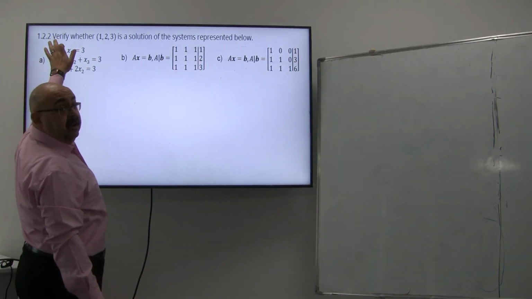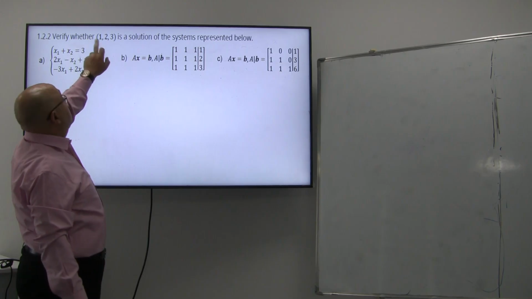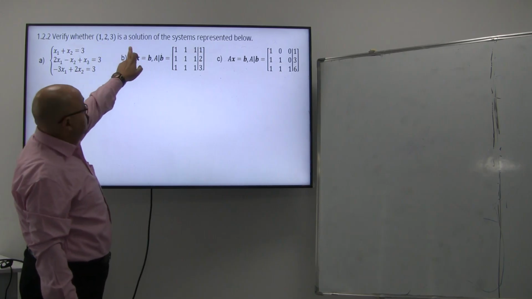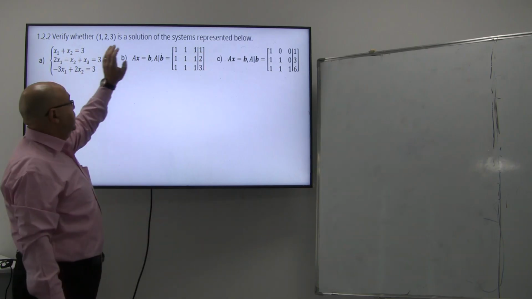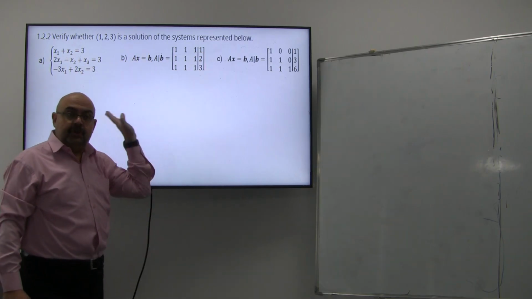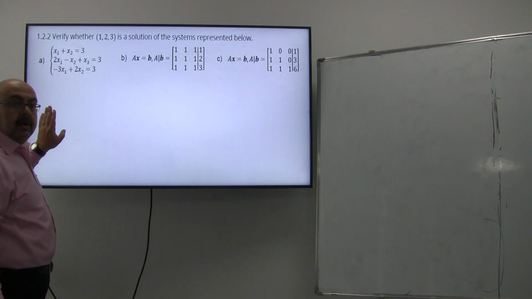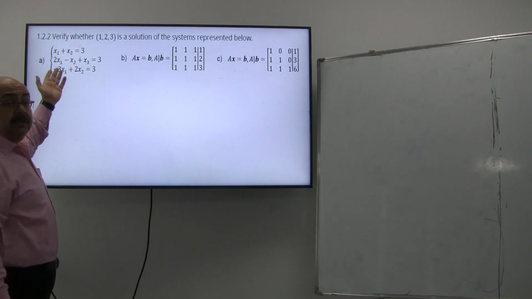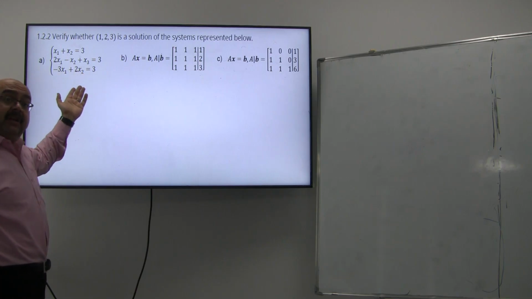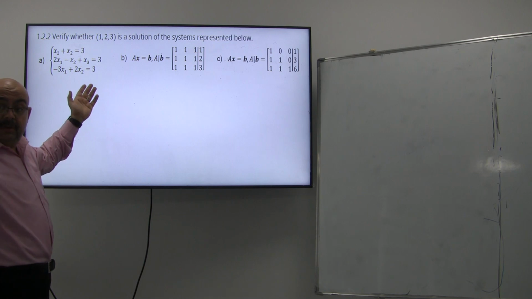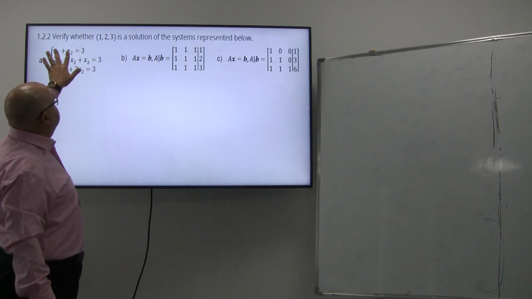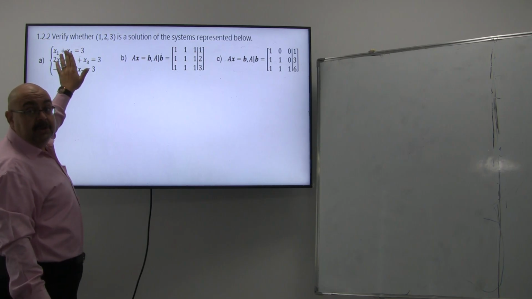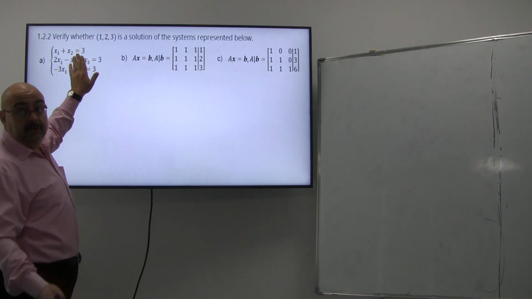Verify whether 1, 2, 3 is the solution of the system represented. That's x1 equals 1, x2 equals 2, x3 equals 3. The first one, what to do? I will substitute the numbers and check if the left-hand side equals the right-hand side or not. Replace x1 by 1, x2 by 2, so the sum of them is going to be 3, which means left equals right.